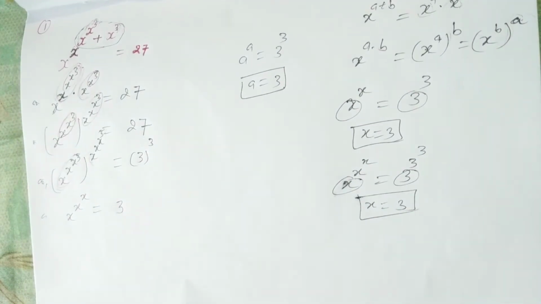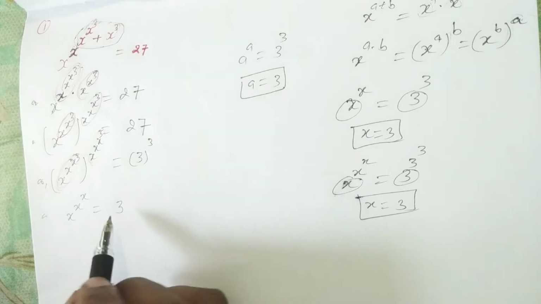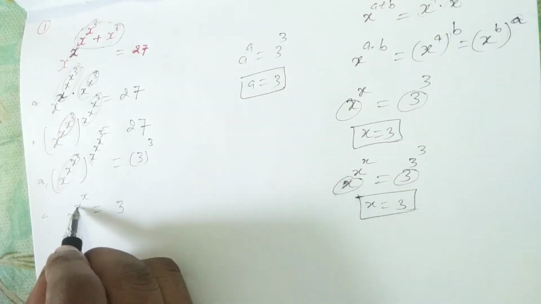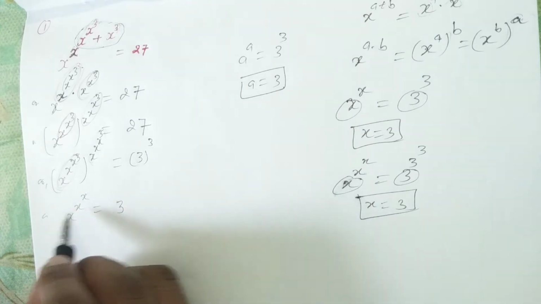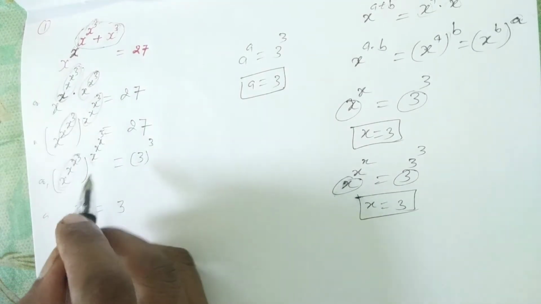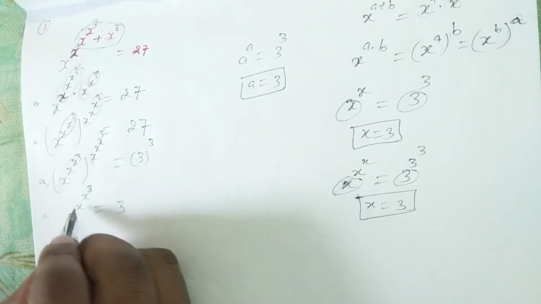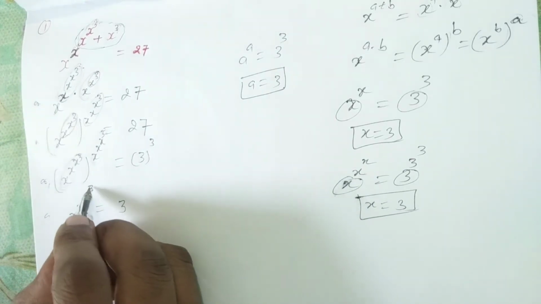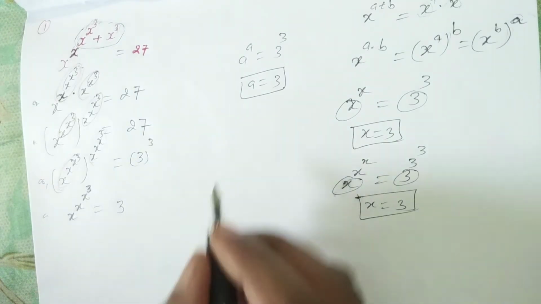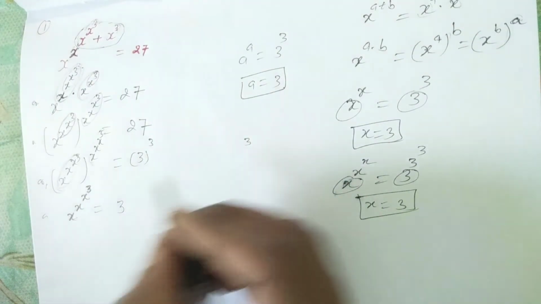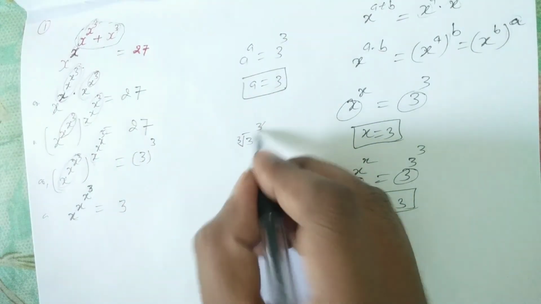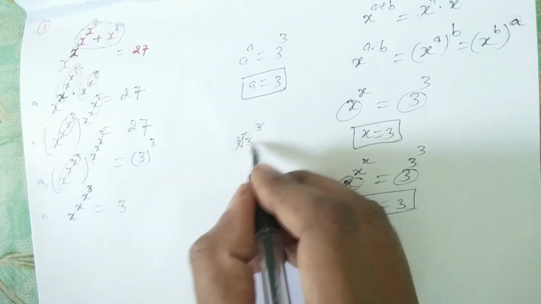Now we will write this 3 in this form, x raised to power x in this form. Sorry, its cube is here also. Now we will write this 3 in this form. So 3 can be written in this form: if we take its cube root and power cube, then this power and this cube root will be cancelled. Finally we have 3 here.